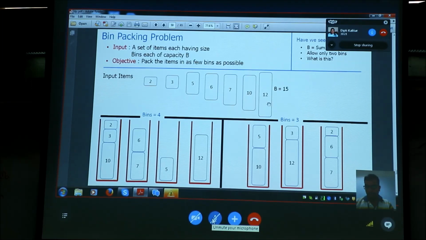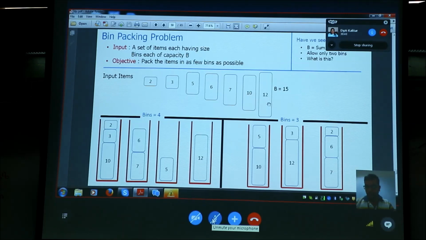If you put more weight, it will break. So what we want to do is pack these items into these bins and minimize the number of bins. Think of a transportation company that has all these items to send to some other place. It wants to pack them in containers and send them, but each container cannot hold more than a certain weight. We want to pack it in the minimum number of containers.